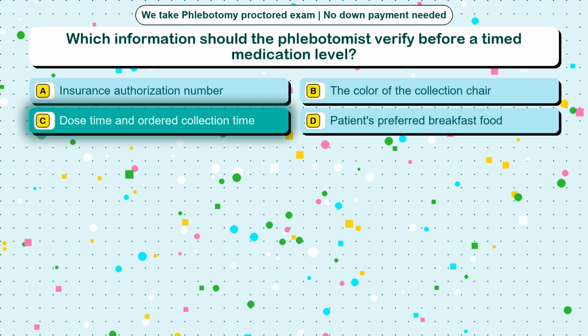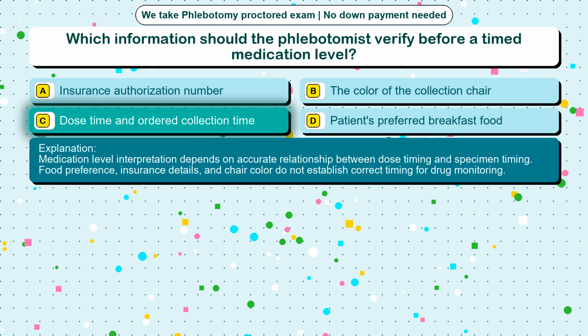The correct answer is option C, dose time and ordered collection time. Medication level interpretation depends on accurate relationship between dose timing and specimen timing. Food preference, insurance details, and chair color do not establish correct timing for drug monitoring.